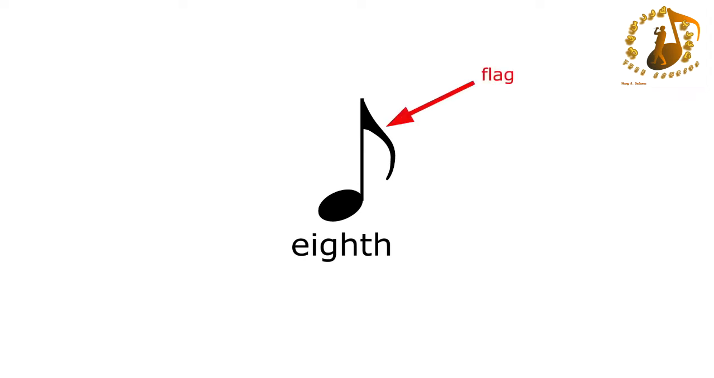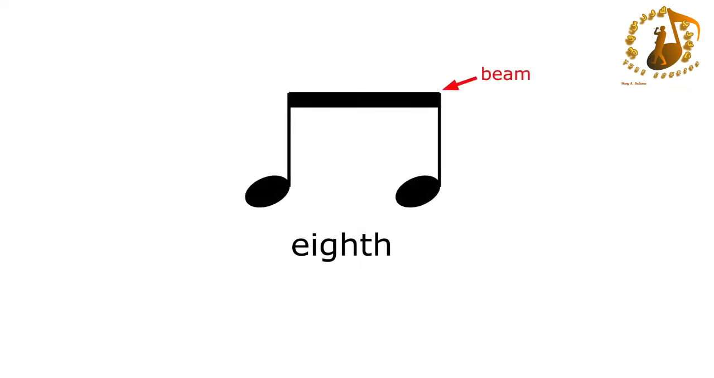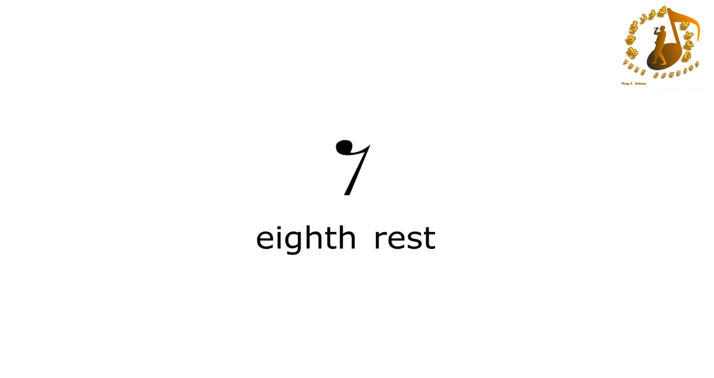And see that little flag on the eighth note? Those can also be joined together with other eighth notes, forming beams. That makes them easier for us to count. Sometimes in vocal music, you will see unbeamed eighth notes if each eighth note is set to its own syllable in a word, but instrumental music won't usually do this. And here's what an eighth rest looks like.